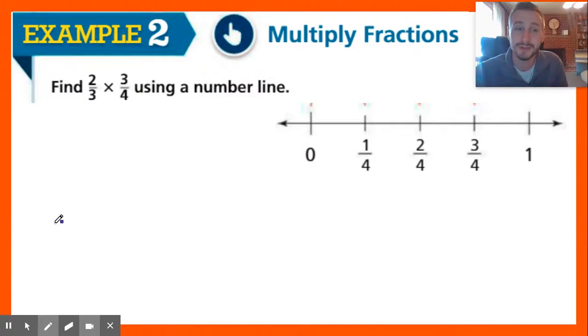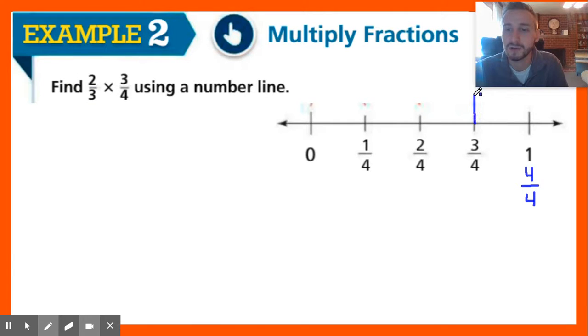Okay, so example 2 says find 2/3 times 3/4 using a number line. All right, so find 2/3 of 3/4. If we look at this number line, we can see that it's split up into fourths, right? Kind of like how our lasagna pan was in the last example. We have 0, 1/4, 2/4, 3/4, and 4/4 makes 1, right? So 4 over 4 is just 1. So that's why you see a 1 there, right? So we want to figure out what is 2/3 of 3/4.